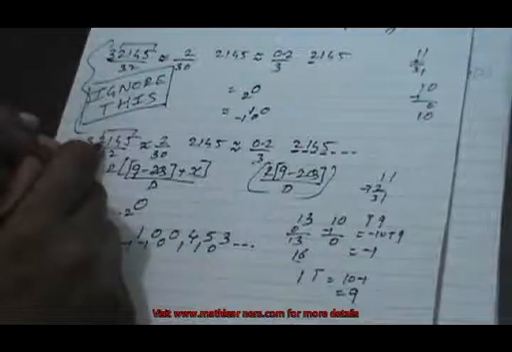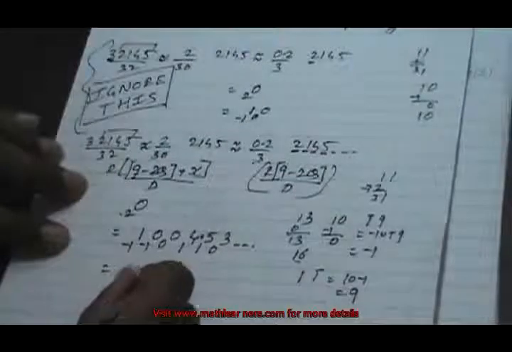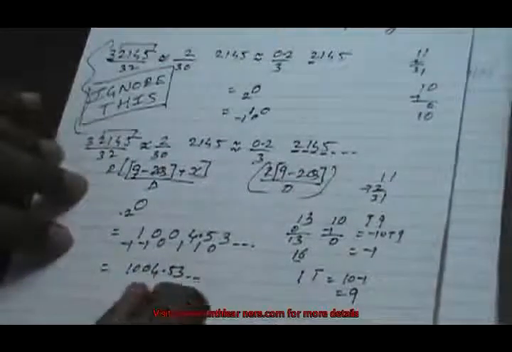So by observation we can say the decimal point will come after 4 decimal places. So the final answer is 1004.53. So that's the answer.